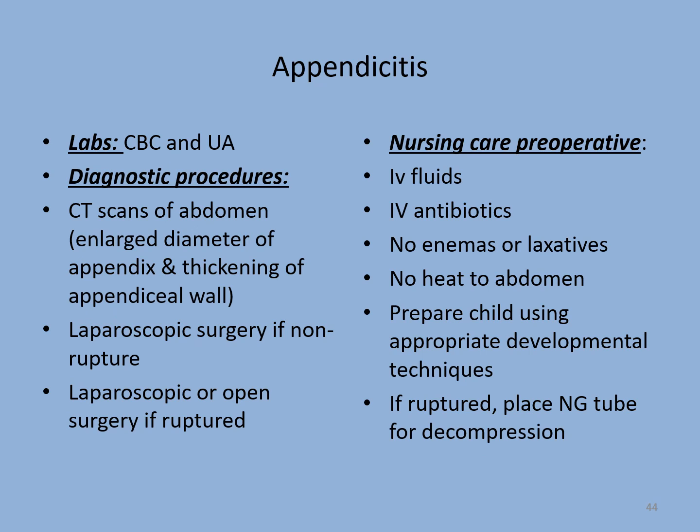Generally, we do a CBC and a UA first. Then the child will get CT scans of the abdomen, and sometimes they get ultrasounds. They'll see the enlarged diameter of the appendix. Most of the time, laparoscopic surgery is done if it hasn't ruptured. But if it has ruptured, they sometimes will do open surgery.